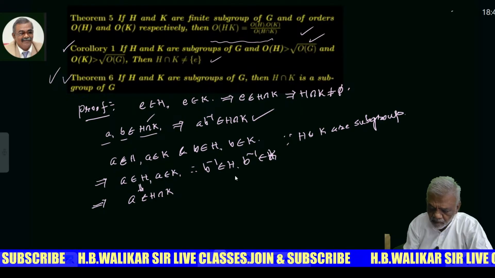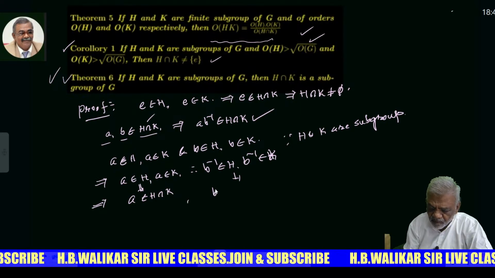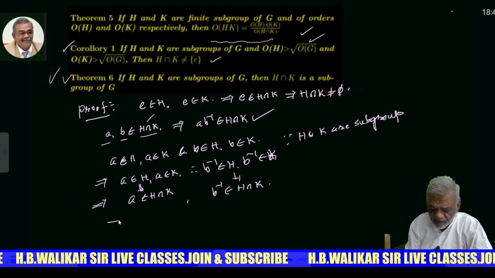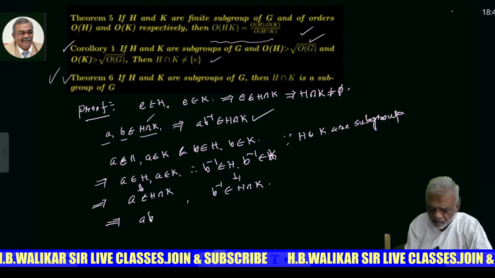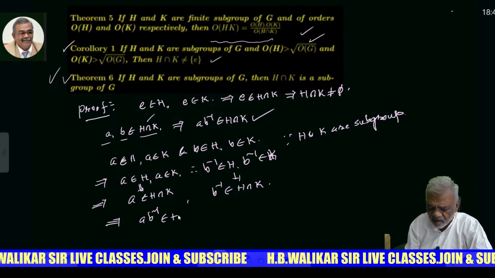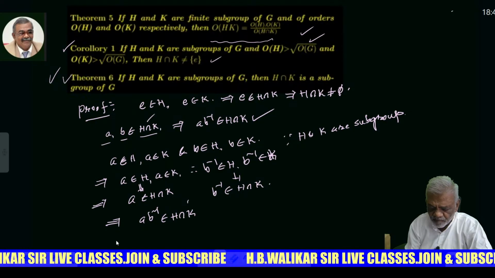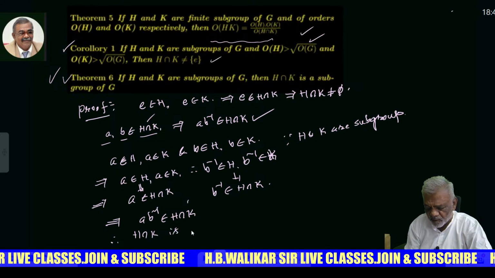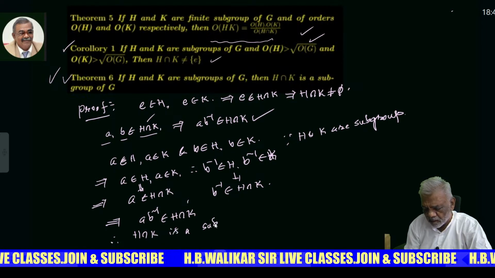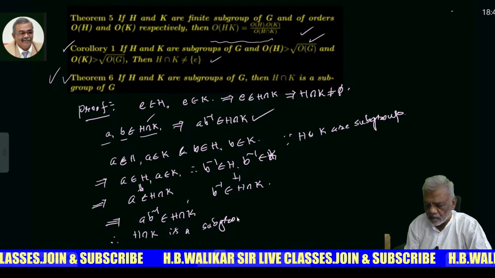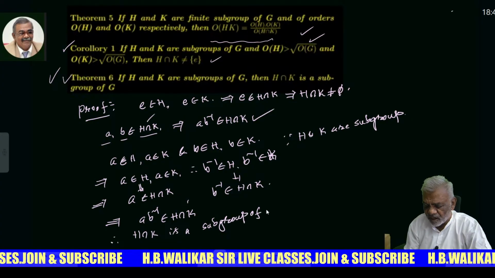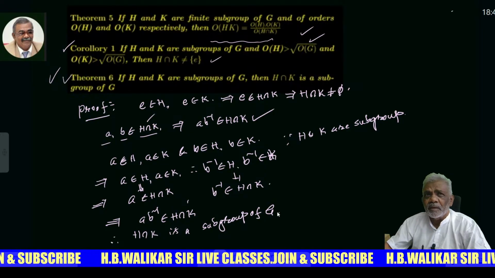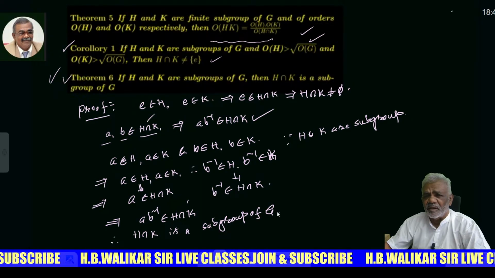By this, B inverse belonging to H intersection K, and therefore AB inverse belonging to H intersection K, and hence H intersection K is a subgroup of G.